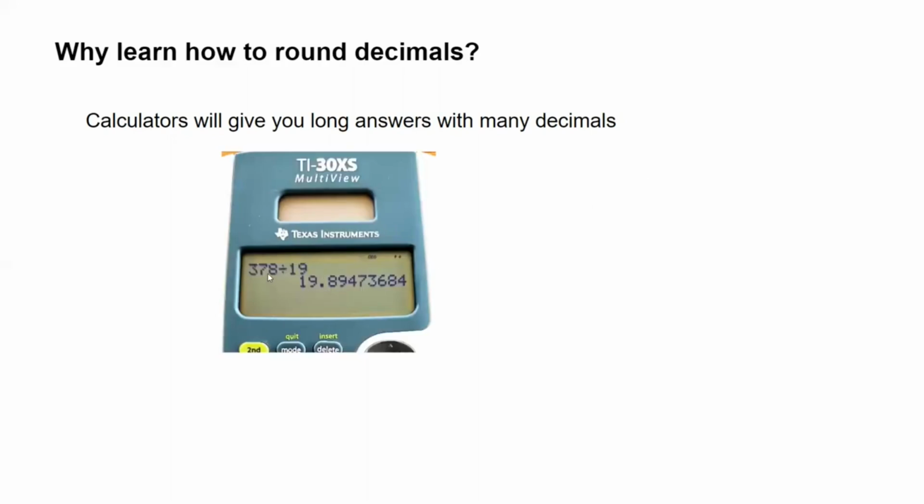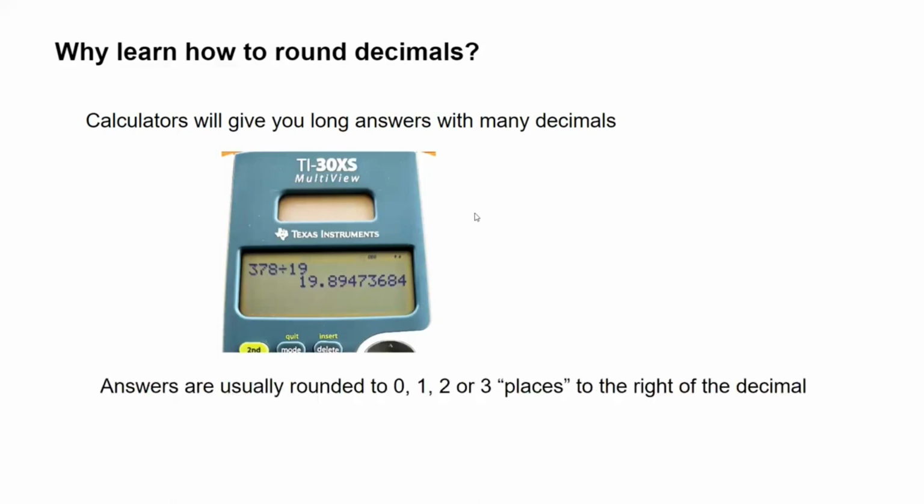So here's an example where we've divided 378 by 19, and we get an answer with many decimals. So let's say we want to communicate this a little bit easier without using all of those decimals. We can choose by rounding it to 0 places, or the nearest whole number, or 1 place, or 2 places, or even 3 places to the right of the decimal. And we're going to talk about how to do that. Answers to this particular problem could take the form of any of these 4 numbers with the rounding above.